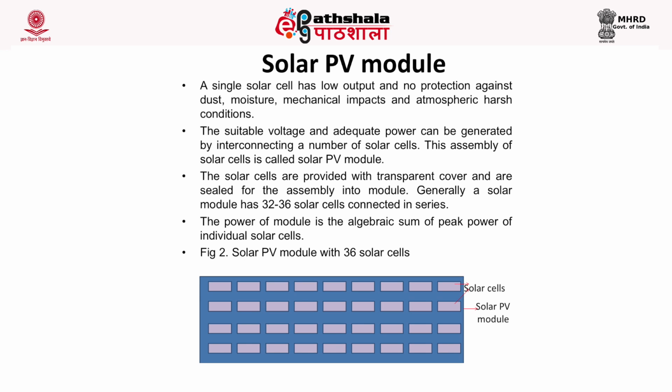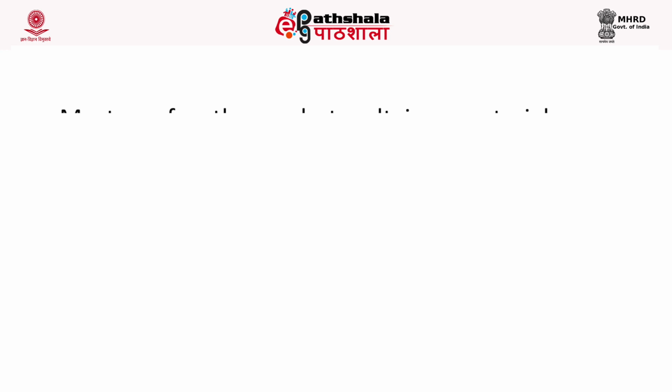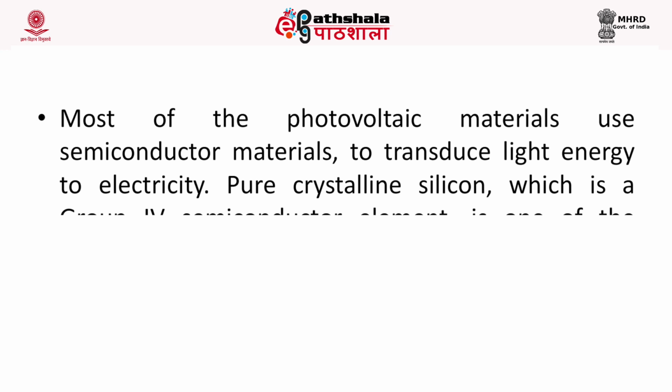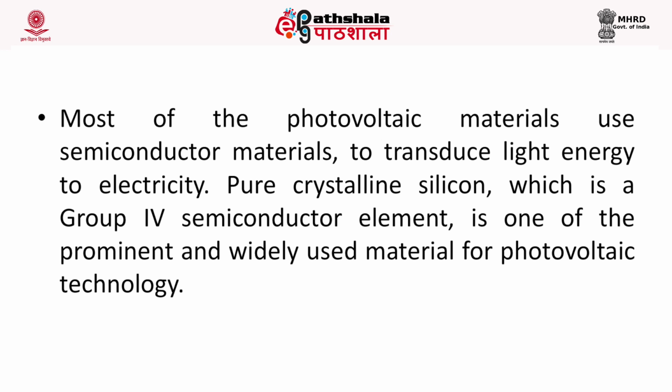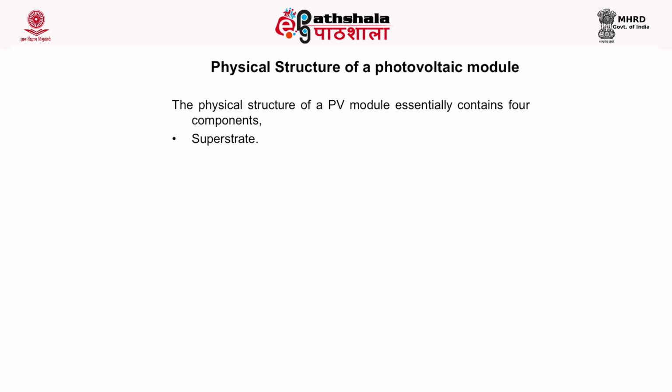This is about 36 solar cells. This PV module consists of 36 solar cells. Most of the photovoltaic materials use semiconductor materials to transduce the light energy to electricity. So, pure crystalline silicon, which is a group 4 semiconductor element, is one of the prominent and widely used materials for photovoltaic technology. Let's see the physical structure of a photovoltaic module.